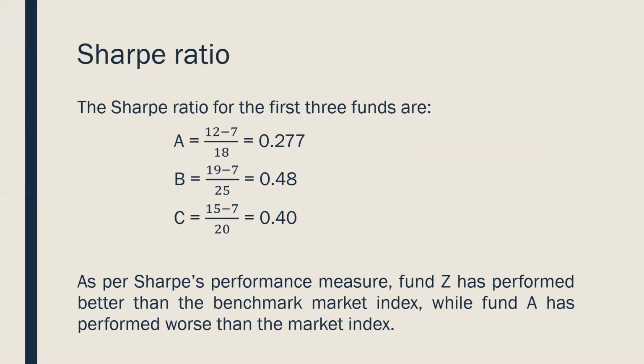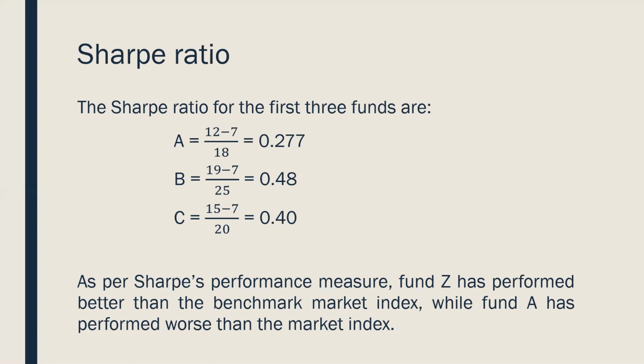Out of these three funds, it is quite clear which fund is earning more. So the market index is 0.40. The fund Z is performing better than the market index of 0.40. And fund A is performing worse than the market index, which is 0.40, and fund A is 0.277. So we now have the answer.